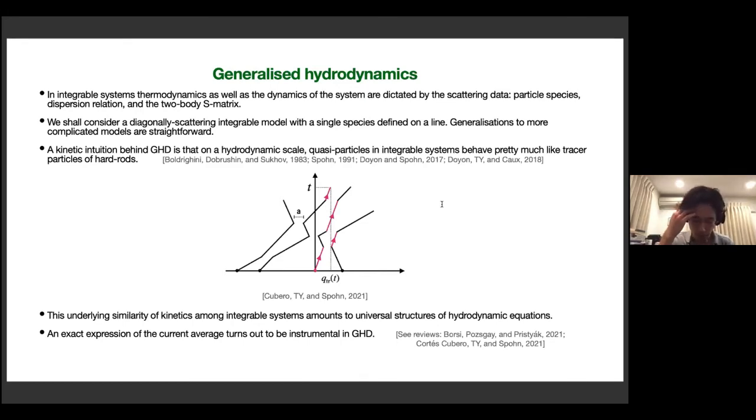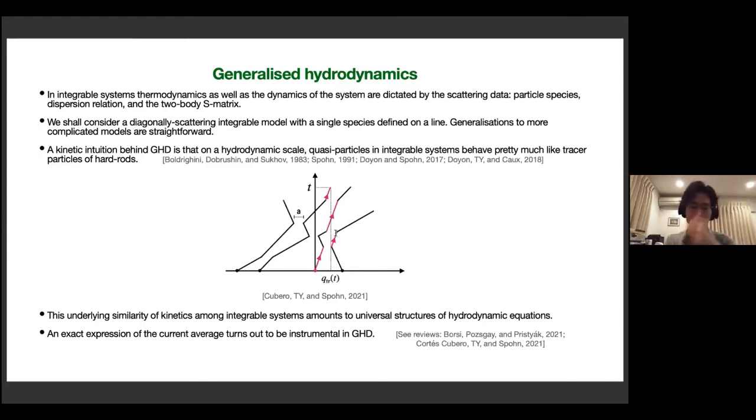But there is an underlying principle I want to emphasize in GHD, which is that there is a universal kinetic intuition behind it: on a hydrodynamic scale, quasi-particles in integrable systems behave pretty much like tracer particles of hard rods. For instance, you can think of tracer particles as particles sitting in the middle of each rod. So these black dots are tracer particles, and upon collision, they just jump to the colliding rod and keep propagating at the same velocity.